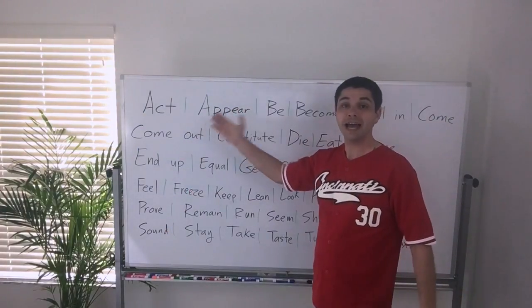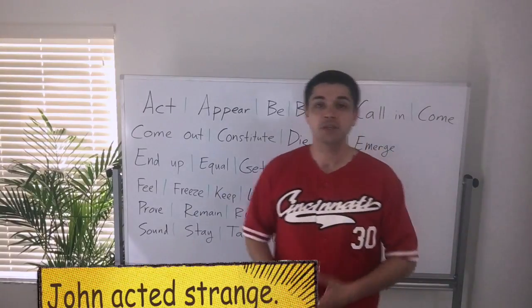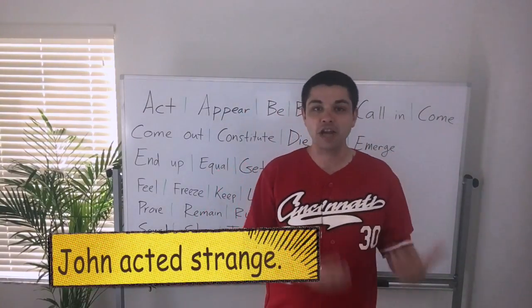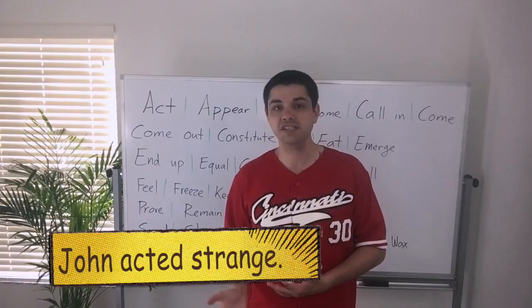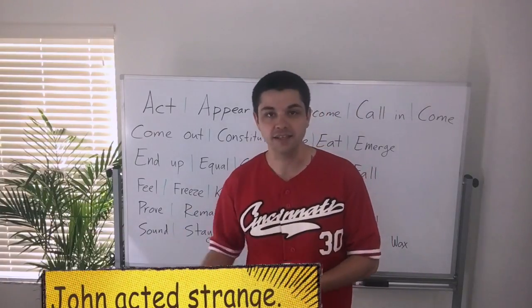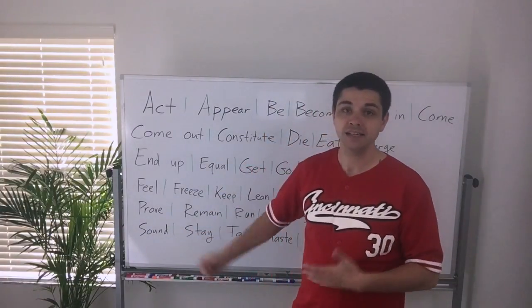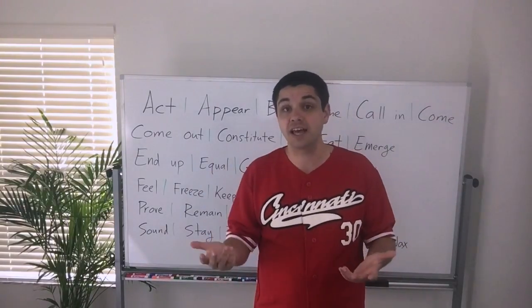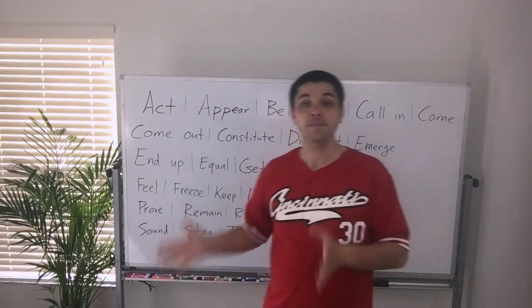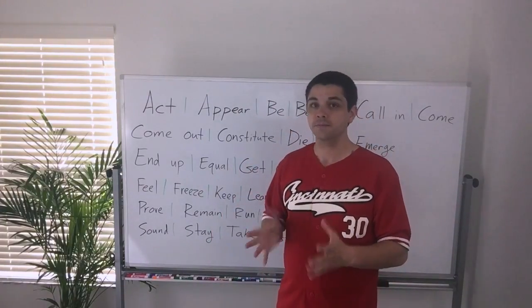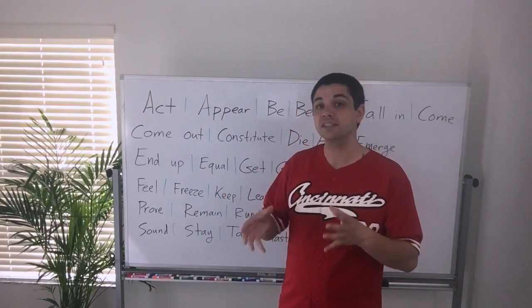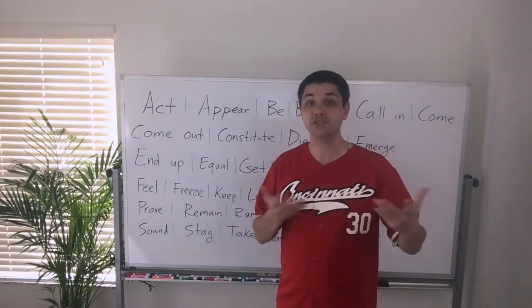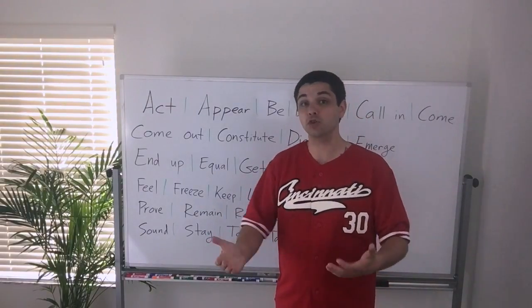First of all, the word act. We could say, John acted strange. We don't have to say John acted strangely because the verb act is a copular verb, which means that it's just like an equal sign in math, right? Like we said, John acted strange. This tells us that at some point in time, John was strange. It's the same as the verb to be.